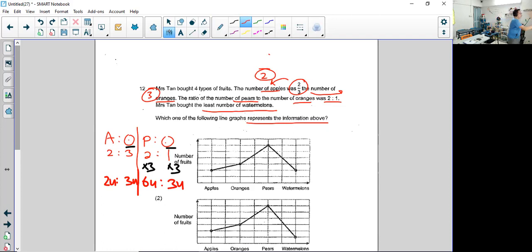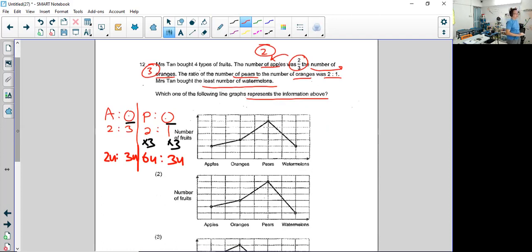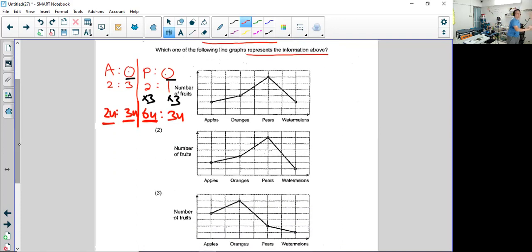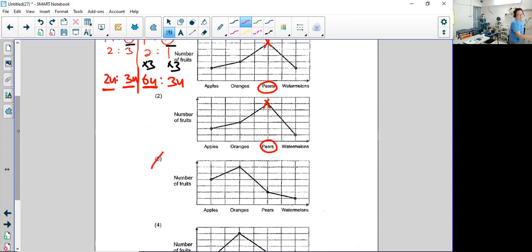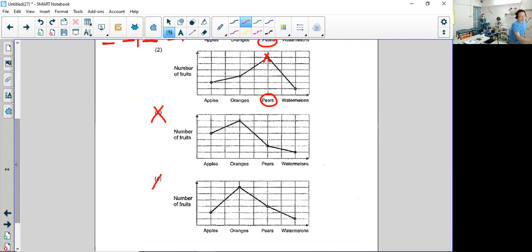All right. So if you look carefully, which one is the most? Apples is 2, oranges is 3, pears is 6. So you have pears, which is the highest, right? If you look at number 1 and number 2, you can see that the pears is the highest point because you have the most number of units. So number 3 is wrong because you can see that oranges is the most. Number 4 is also wrong, because oranges is the most. So that is not correct.